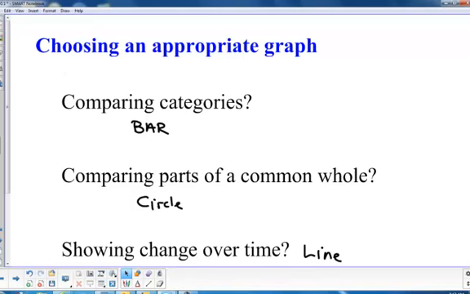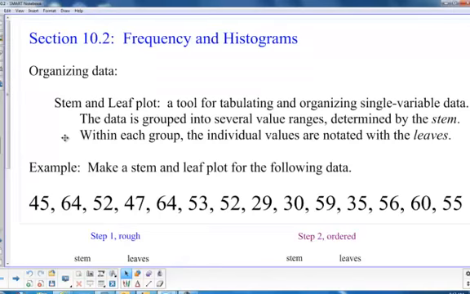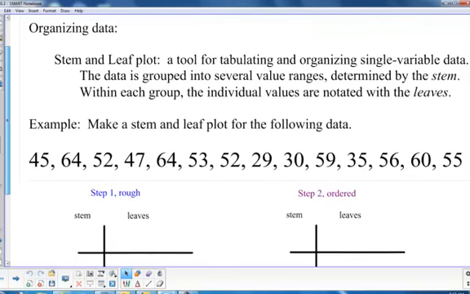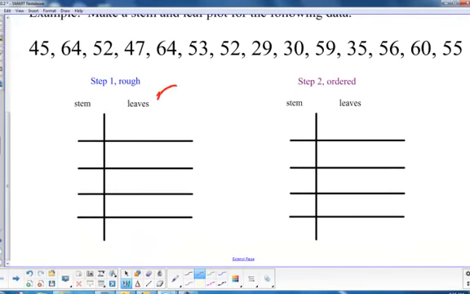Moving right along to the second section. Frequency and histograms. So we're going to start off with a stem and leaf plot. The leaf has to be 1 digit. So the key is very important.